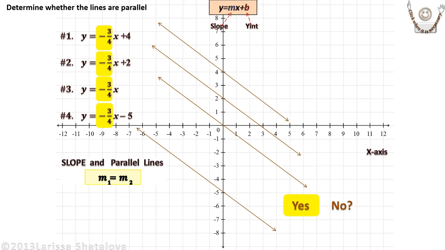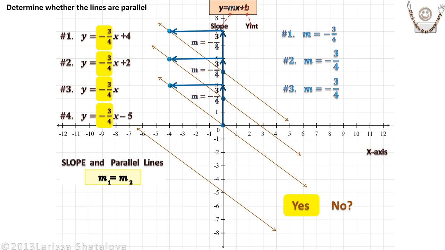For the first line, slope is negative 3 over 4. Slope for the second line is negative 3 over 4. Slope for the third line is negative 3 over 4. And slope for the fourth line is negative 3 over 4. Yes, these 4 lines, 4 graphs, they represent parallel lines.